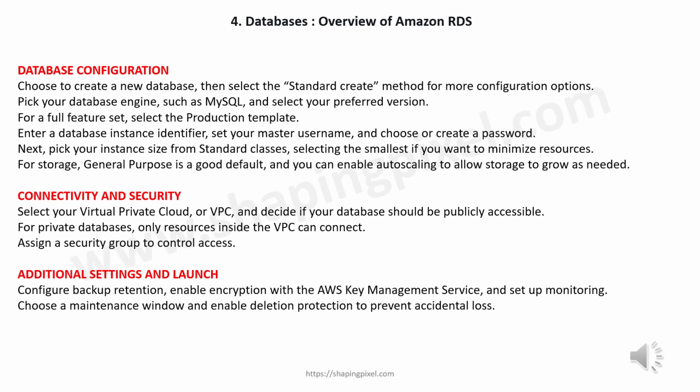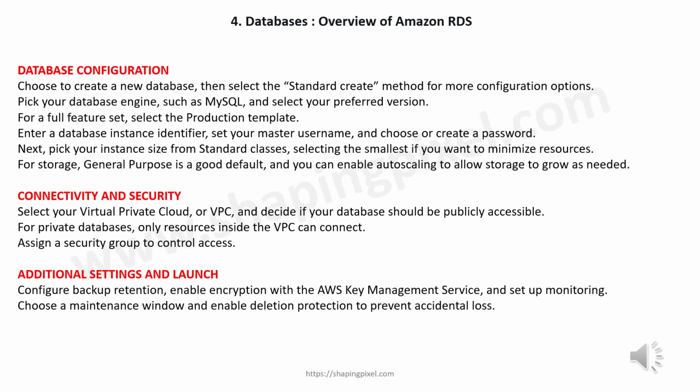For a full feature set, select the production template. Enter a database instance identifier, set your master username, and choose or create a password. Next, pick your instance size from standard classes, selecting the smallest if you want to minimize resources. For storage, general purpose is a good default, and you can enable autoscaling to allow storage to grow as needed.